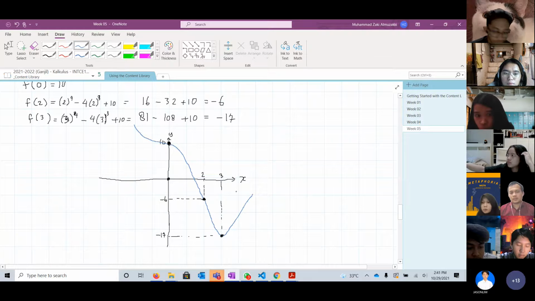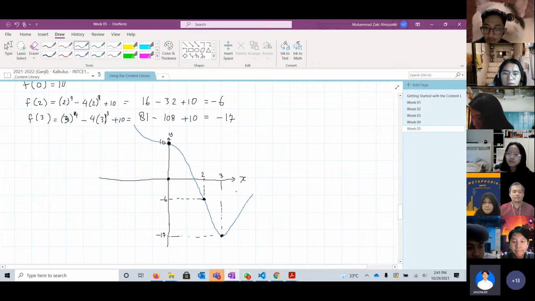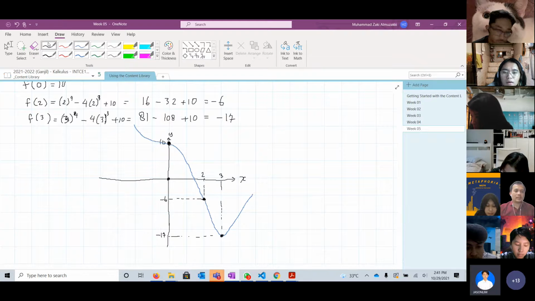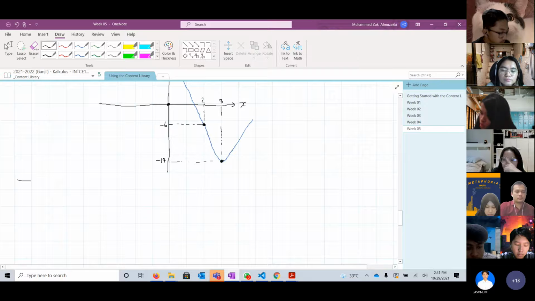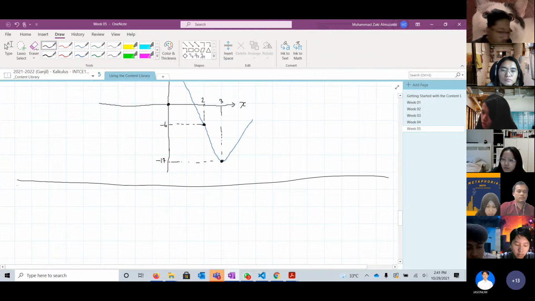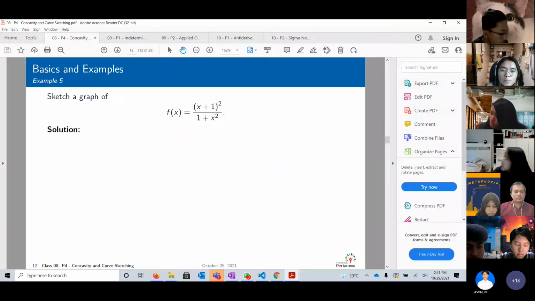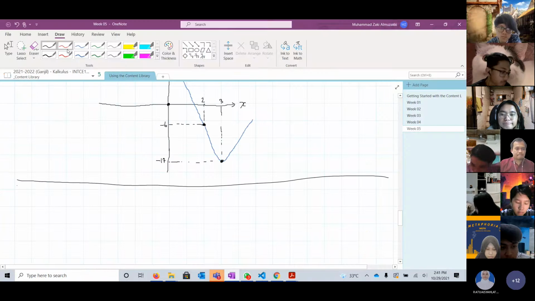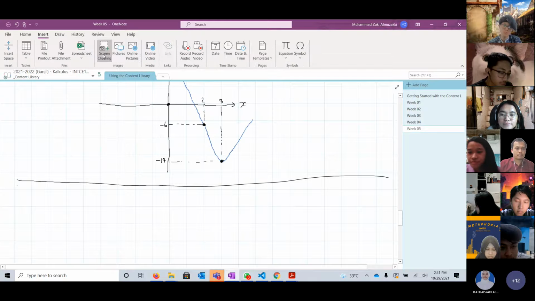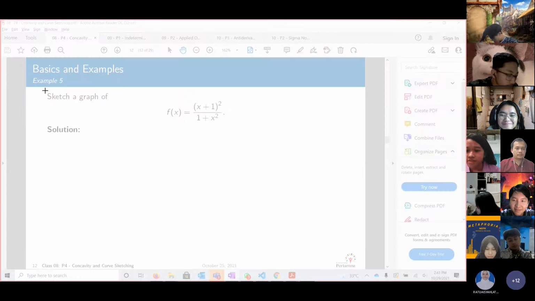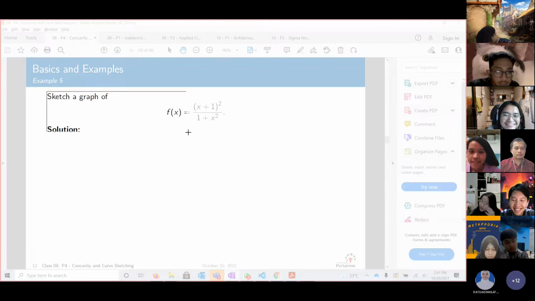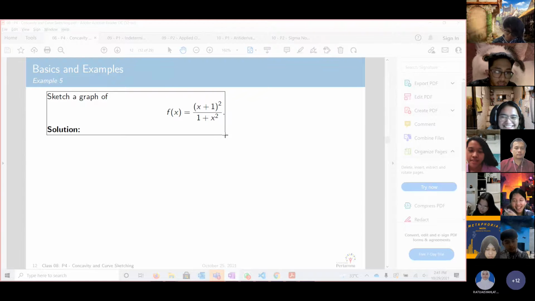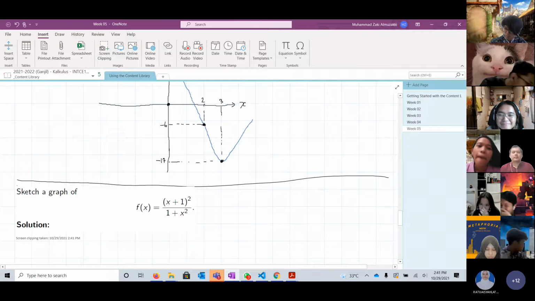No? Is it clear? Yes, sir. Maybe another example, sir. Yeah, well, there is another example. This one. The steps are the same.